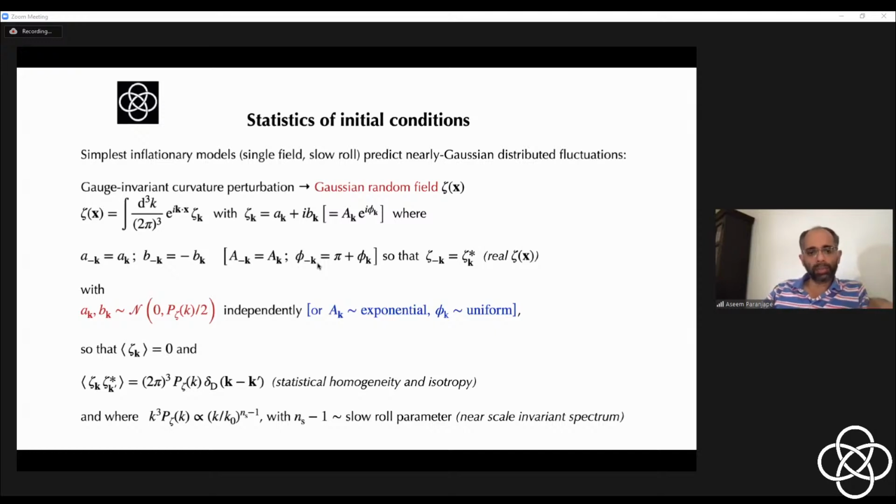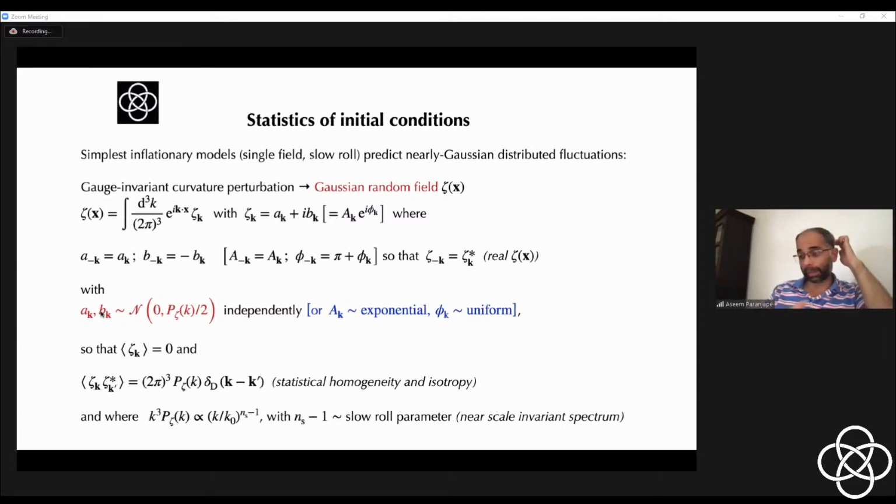But more interestingly for us, the fact that zeta is predicted to be an almost perfectly Gaussian random field means that these AKs and BKs are random numbers. They are not just numbers that I can pick by hand by setting them to 1 or 0 arbitrarily. I have to give them a certain distribution.